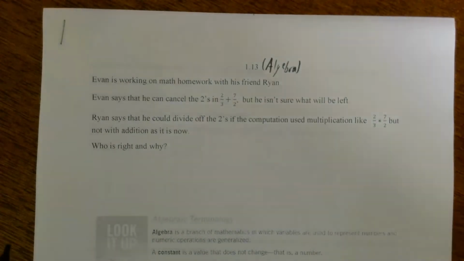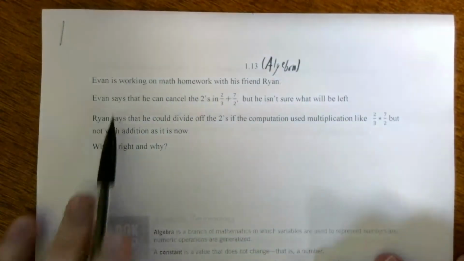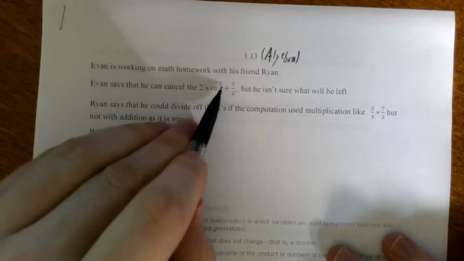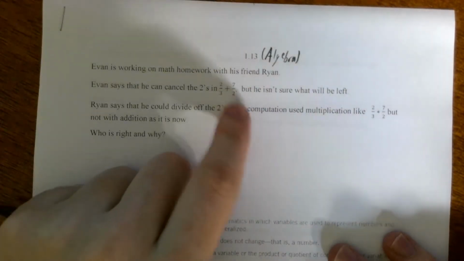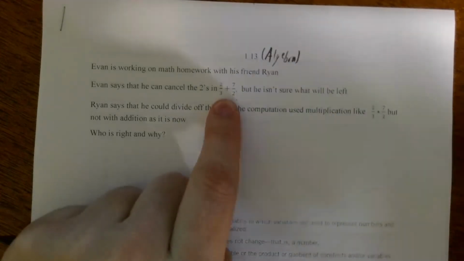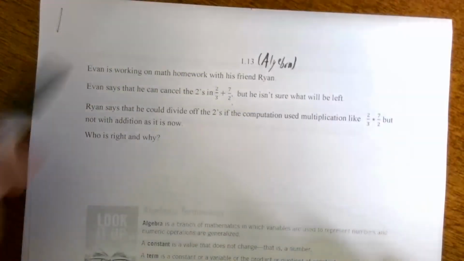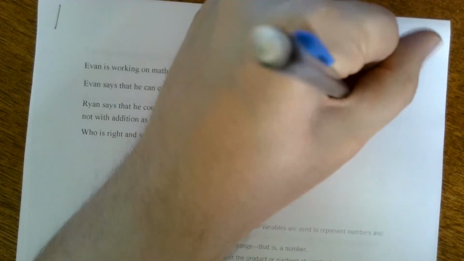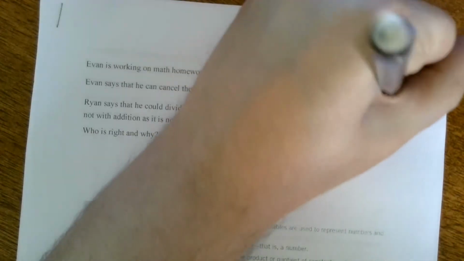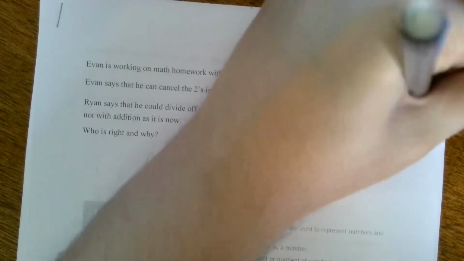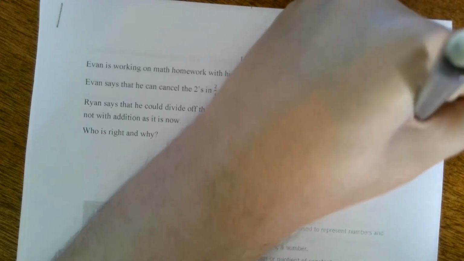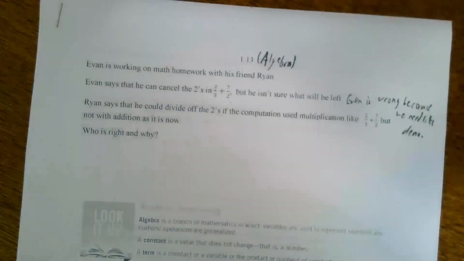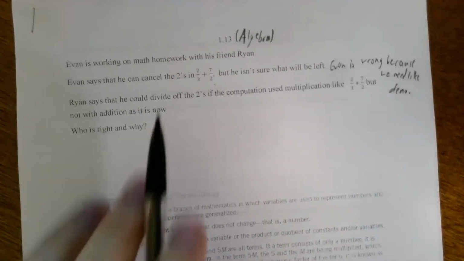So what Evan's saying is that he just wants to cancel the 2 up here and the 2 over here, right? But obviously we can't do that with addition because we need to have like denominators. So we know that Evan is wrong because we need the like denominators to be able to add numbers.